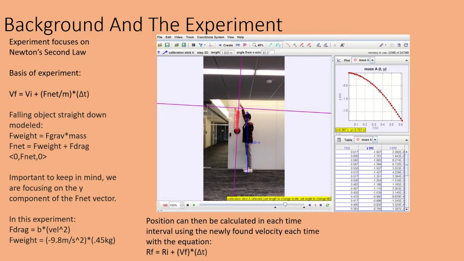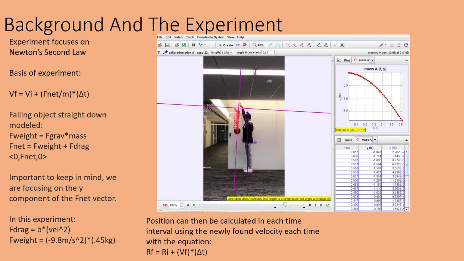And then using Tracker, we are tracking the position of the object as it falls, and then comparing this to two computational models that we construct, one with drag and one without drag. The basis of this experiment revolves around Newton's second law. We already know the equation Vf equals Vi plus F net over m times delta t. That's nothing new. And it's important to keep in mind we are focusing on the y component of the F net vector because we were only interested in the downward motion, linear downward motion. So we can ignore the x and z components.